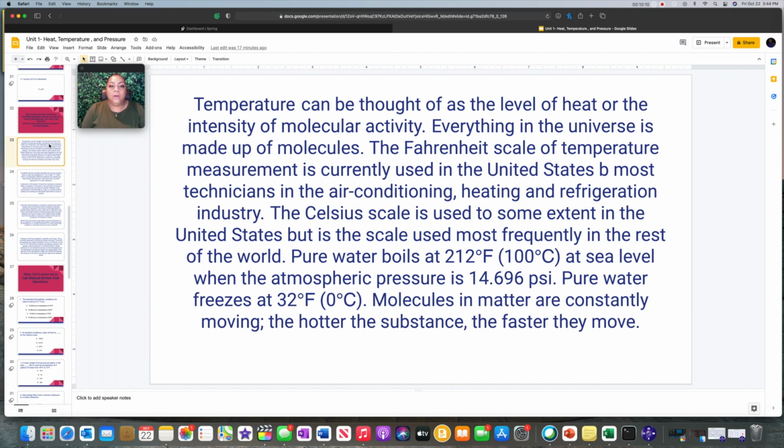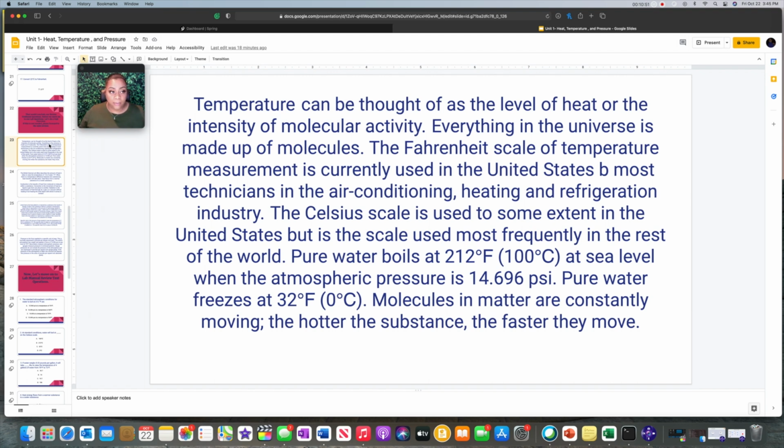All right, so temperature can be thought of as a level of heat or intensity of molecular activity. Everything in the universe is made up of molecules, okay? So we use certain scales, like the Fahrenheit scale of temperature, which is used in the United States by technicians that deal with air conditioning, heating, and refrigeration. And we also use Celsius in some parts of the U.S., but not all of them. But these things are used to help with our temperature and our pressure.